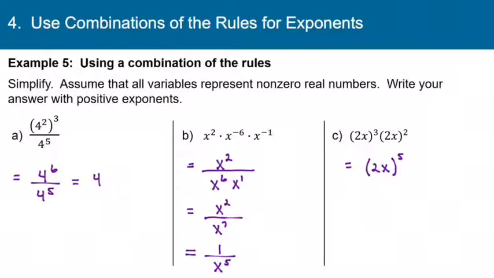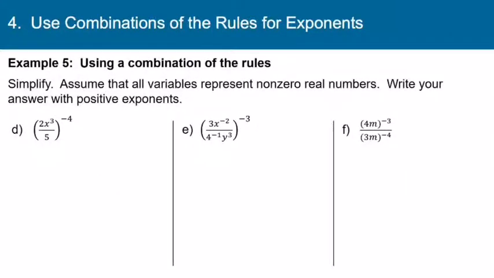Now we can use power rule B to apply this 5 exponent to each factor inside the parentheses. So that's going to give us 2 to the 5th times x to the 5th. And then notice that we have a constant with an exponent here, so that can be worked out. 2 to the 5th power is 2 times 2 times 2 times 2 times 2. That's 32. And then we still have our x to the 5th. So this one comes out 32x to the 5th.